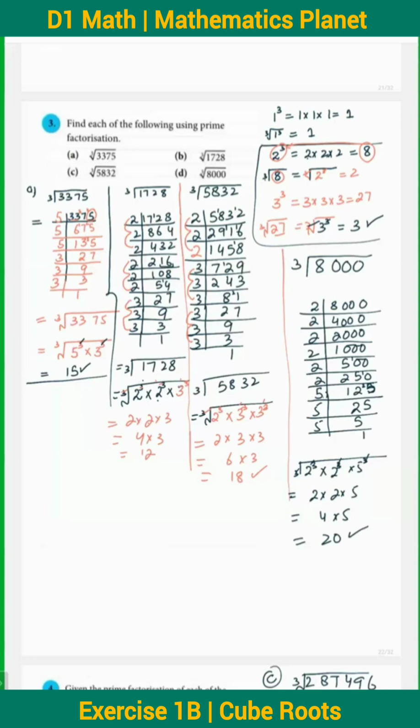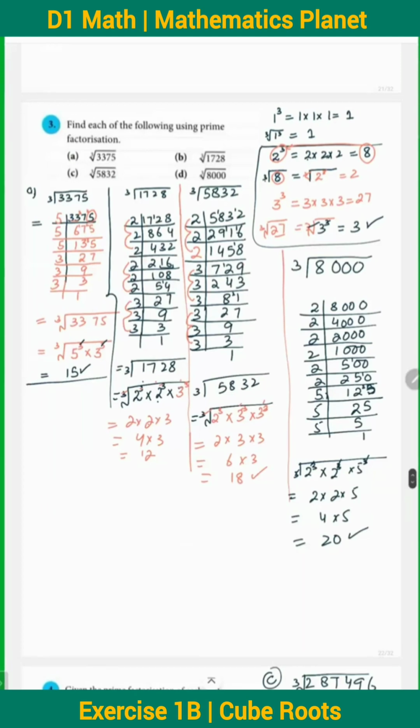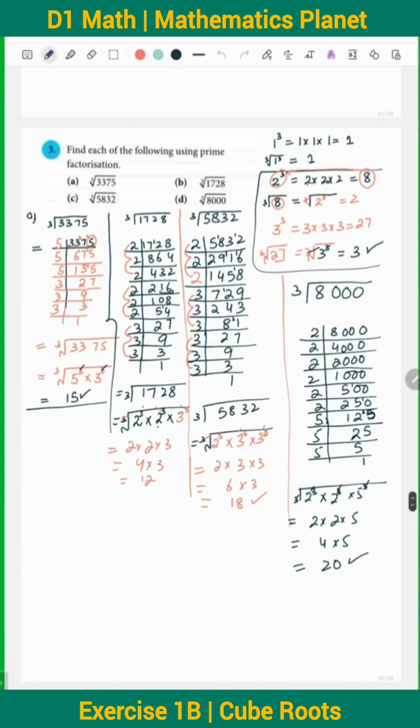Let me check which question it was. Question 3, part C and D. Are you able to do question 3, part C and D? Okay, I will just do it fast with you.